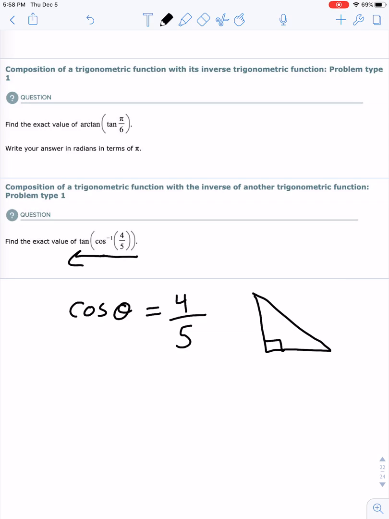We still have the Pythagorean theorem. So cosine is the ratio of the adjacent side over the hypotenuse. We're going to use the Pythagorean theorem, and that's going to be 3, because it's a 3, 4, 5 triangle. It's one of our Pythagorean triplets.